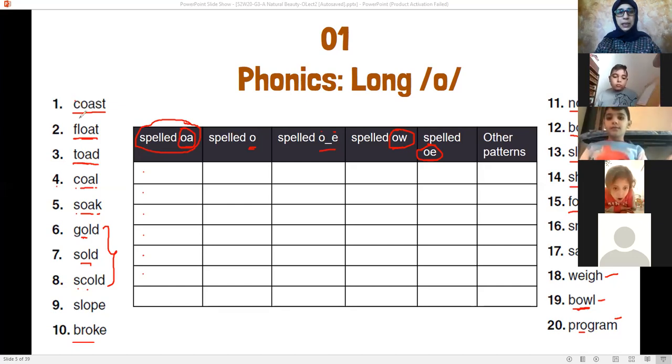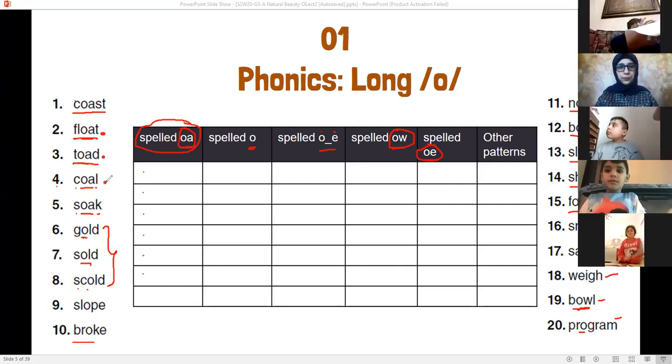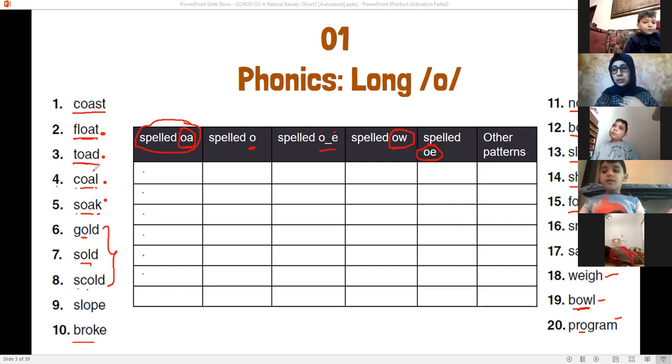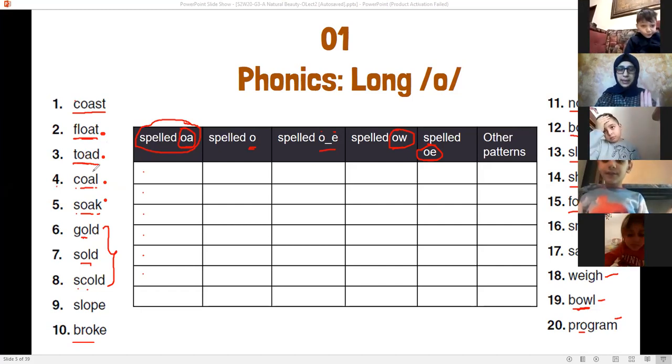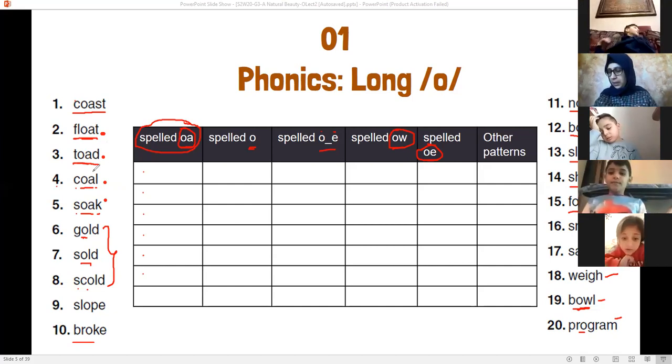Good. Continue, Kamal. Coast, what else? Float. Also long O, float. Continue. Toad. Number four. Pool. Number five. Soak. Excellent. In all these five words, what are the letters that are making the long O sound? The O and A. Bravo, thank you, Kamal.